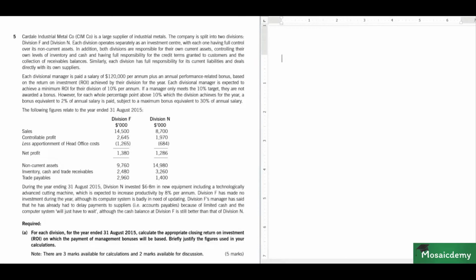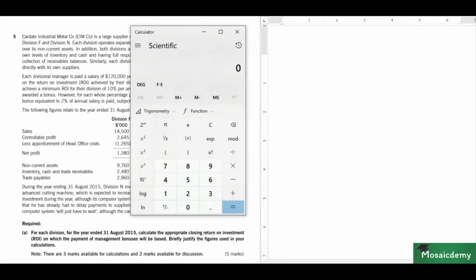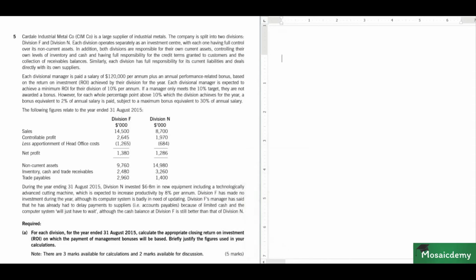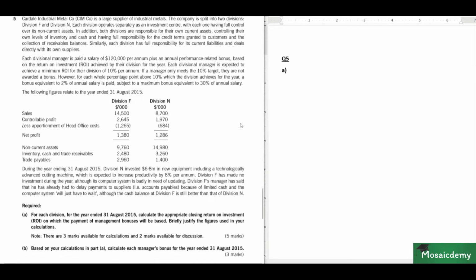Okay, so we'll be using our handy dandy calculator here to help us along the way. So without further ado, let's get into the question. Let's start by labeling the question, which is question number 5 in this case. Again, make the question labels distinct so that they're easy to see by the marker. Okay, so let's get into the question, and as always we'll start by reading the requirement first.